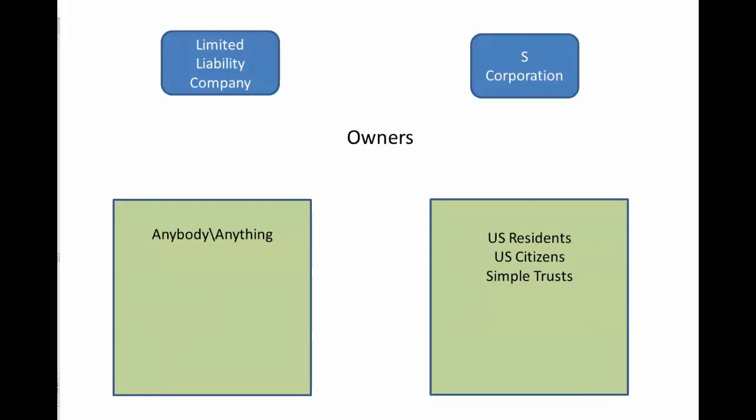How about the owners? Sometimes I have clients say, look, I just want to have anybody or anything be an owner. I want it to be a corporation. I want it to be a partnership. I want it to be someone who's a citizen of a foreign country. If that's the situation, you cannot be in an S corporation. Only U.S. residents, U.S. citizens, and simple trusts can be members or owners or shareholders of an S corporation.